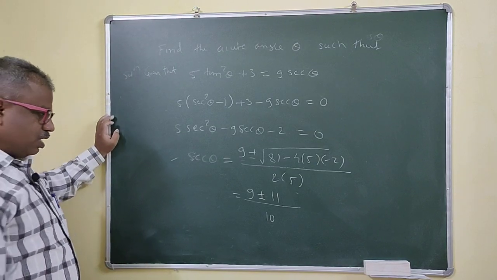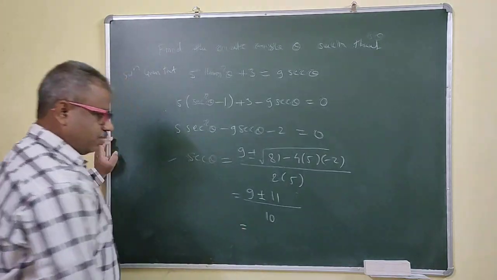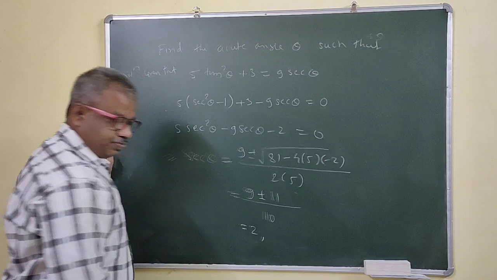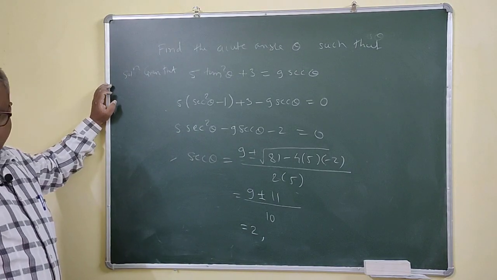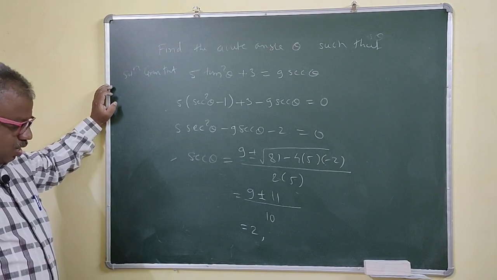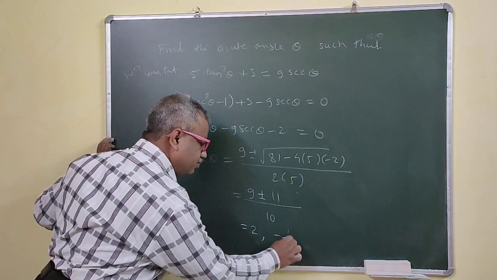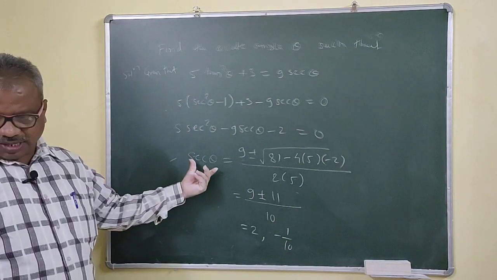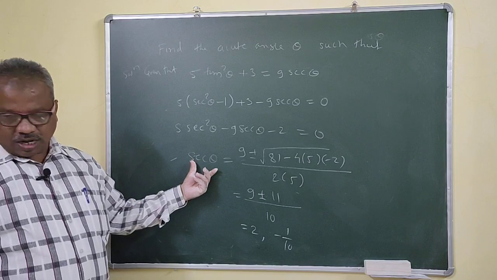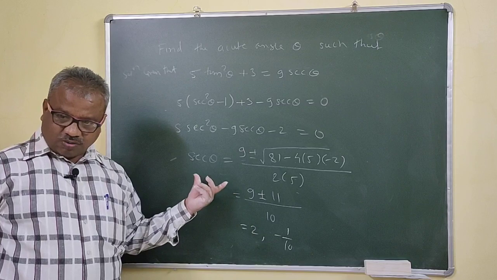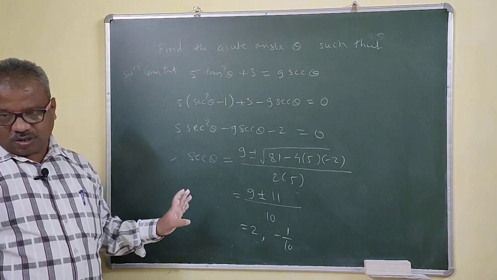So now we will consider the plus sign. If you consider the plus sign, then the value is 2: 9 plus 11 is 20, upon 10. If you consider the minus sign, then it will be minus 1 by 10. Now this is the value of sec theta, note that. Don't say sec theta equal to 2 is not possible, because that restriction applies only to sine and cos.